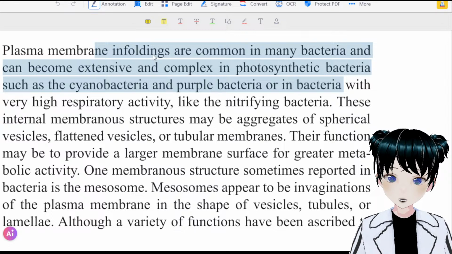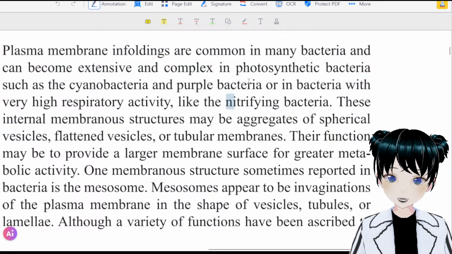But the bacteria that live in the environment survive on the material present in the environment and complex materials, so they need to metabolize them in one way or another, and they need machinery for that. That's why the examples are the cyanobacteria and purple bacteria, or bacteria that have high respiratory activity like nitrifying bacteria, because they process nitrogen.